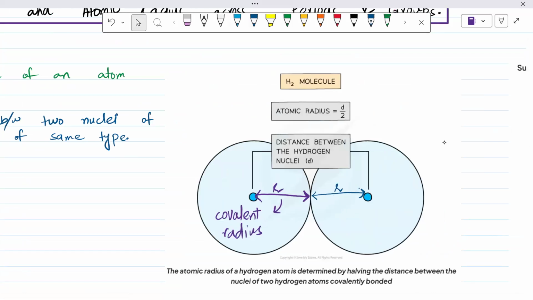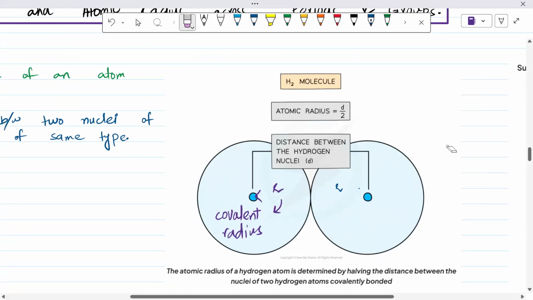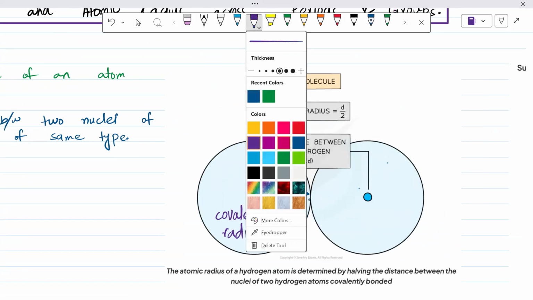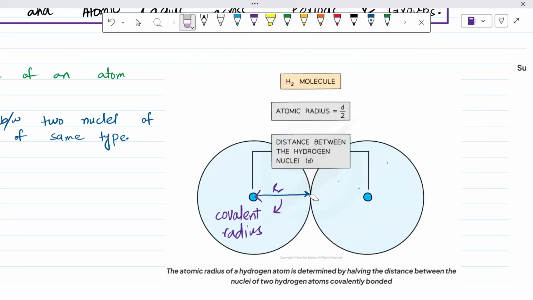What is covalent bonding between these two atoms? Because they share electrons. You have done ionic bonding and covalent bonding in IGCSE, right? What is the difference between ionic bonding and covalent bonding?